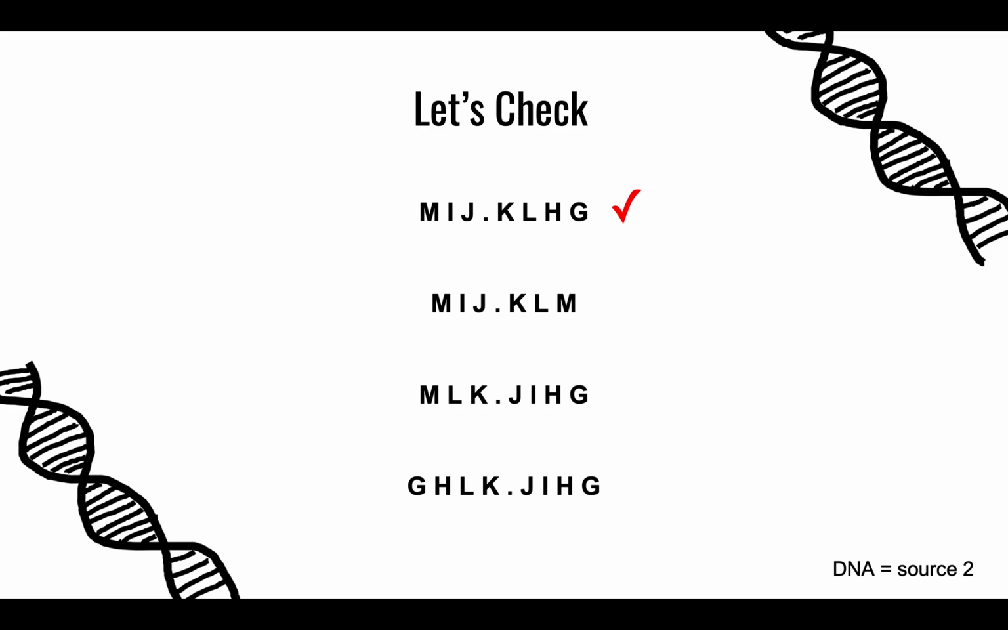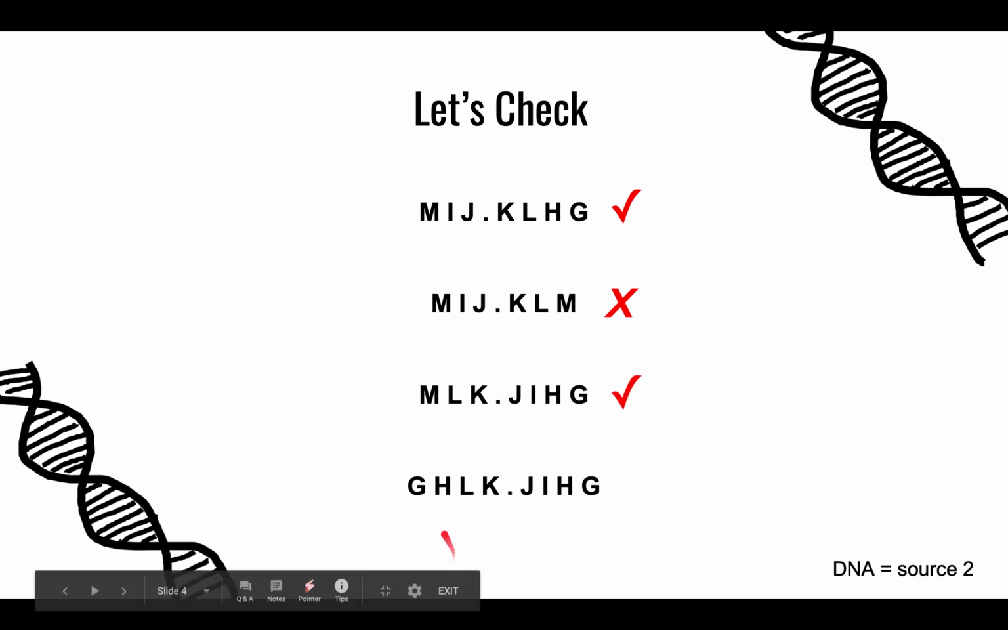The next chromatid has 2 M's, so that is a duplication, and it is missing an H and a G. And so no, that's not viable. This next one is viable because it has all of them. And the last one has 2 G's and 2 H's, which automatically makes it unviable.